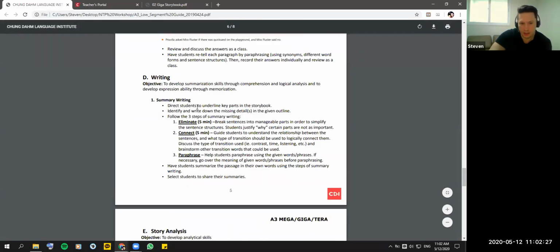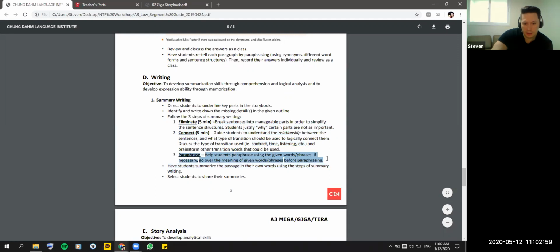So this is the eliminate, connect, and paraphrase. That's how it's kind of broken down here. You break the sentences into manageable parts in order to simplify the structures, and then they can justify why certain ones aren't important. They can connect. You guide the students to understand the relationship between the sentences and the type of transitions you could use to connect them logically. You can even review transitions here. What type of transition is being used? And then you can brainstorm others.